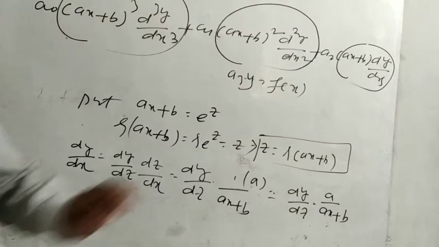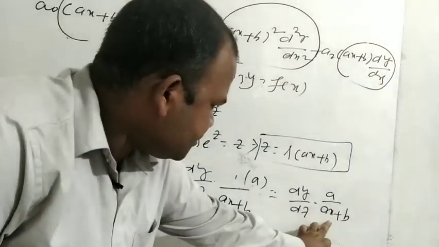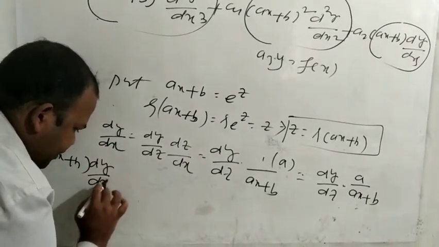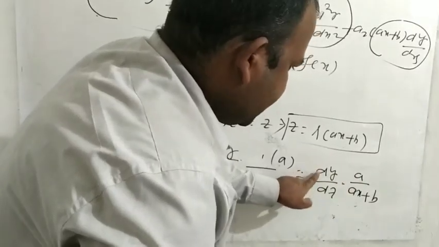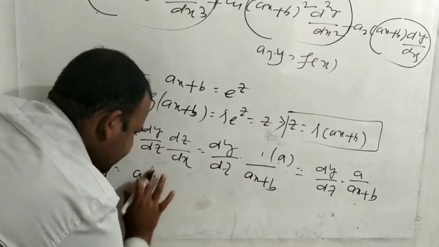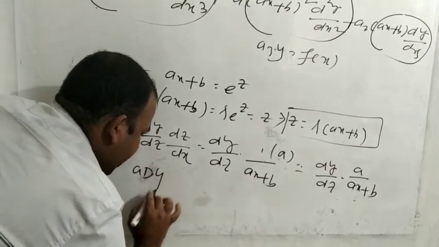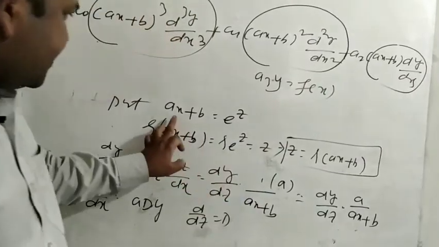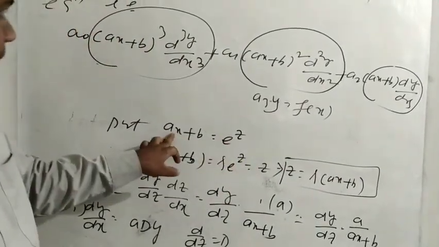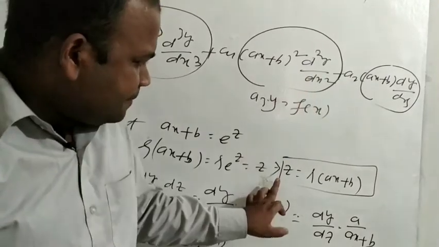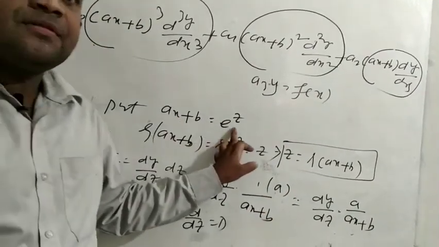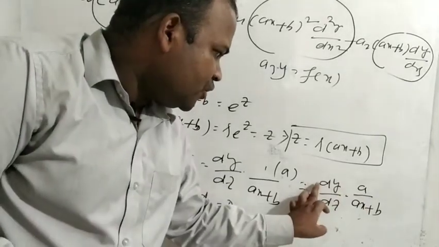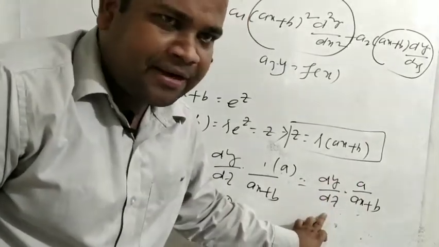So what we need is (ax plus b) into dy by dx. So (ax plus b) you bring to the left side. So this is (ax plus b) dy by dx equals a dy by dz. So this is a times D y, where d by dz equals capital D, because here x is converted in the form of z. In case of x, d by dx equals capital D, but here the function of x is converted into a function of z. So here d by dz equals capital D. So that is a into dy by dz, so a D y.